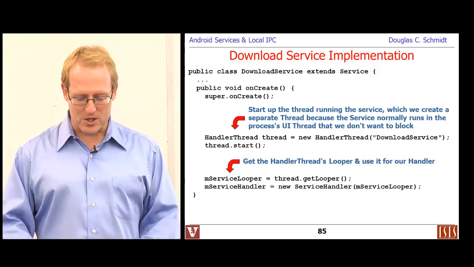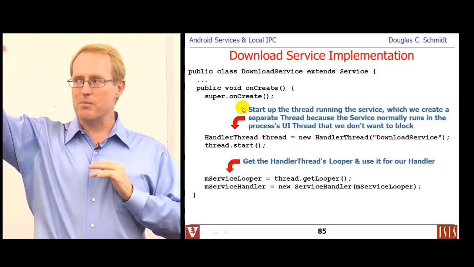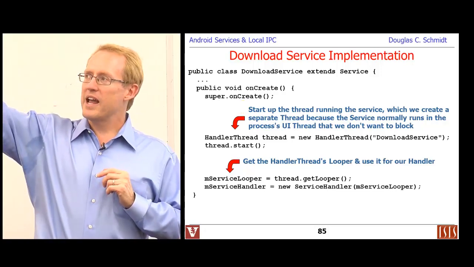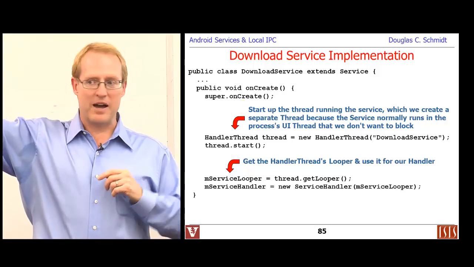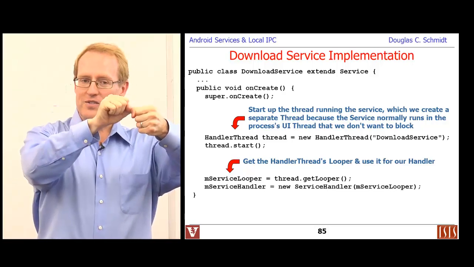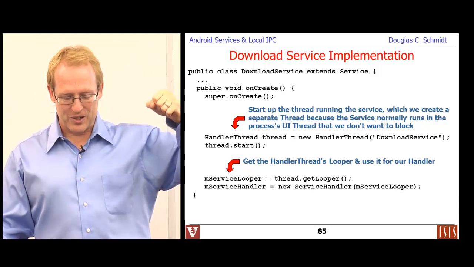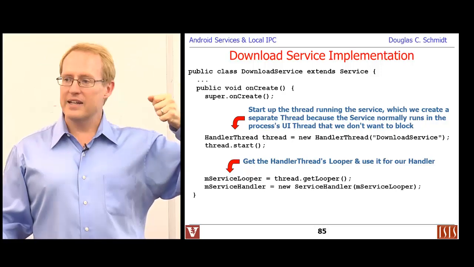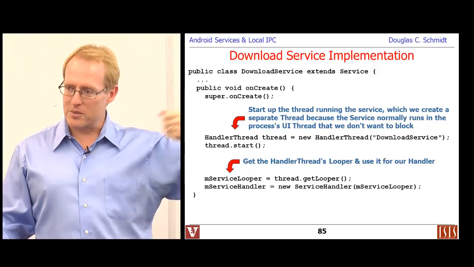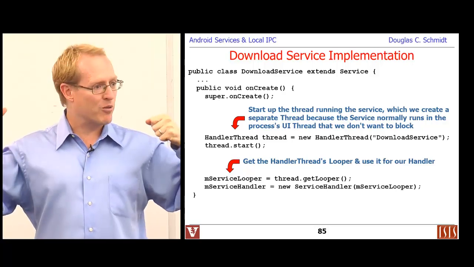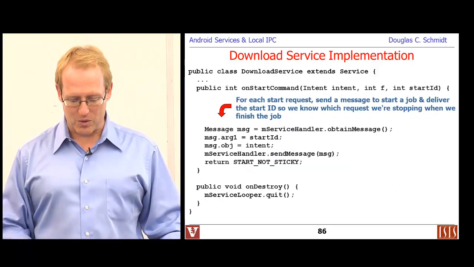So keep in mind, when we call start over here, that's going to kick a thread off in the background. It's going to be running in the background, and it's running its own looper in the background. And we just got ourselves basically a handler to that guy's looper. And now we're going to use this in order to be able to pass work to that background thread. So let's take a look and see how that works.